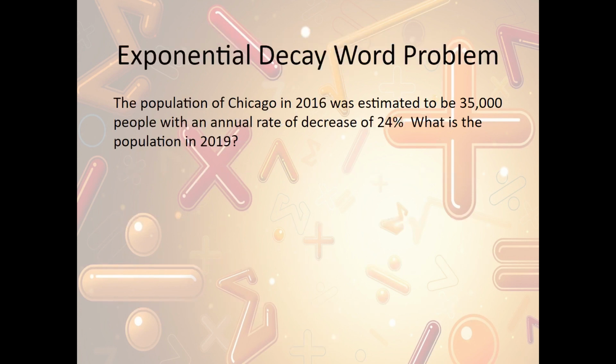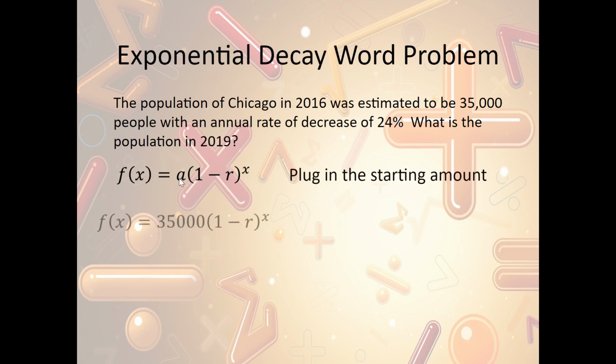Now let's look at exponential decay. This time the population in Chicago was decreasing by 24%. So we start here with our equation of a times 1 minus r to the x. We know it's minus because we're decreasing. And we're going to plug in the starting amount. The starting amount was $35,000, and that goes in for A.